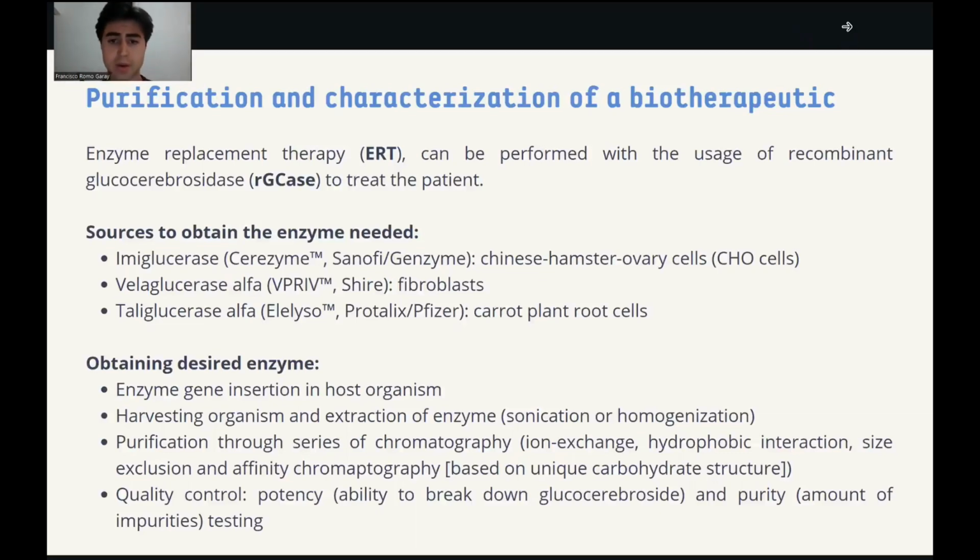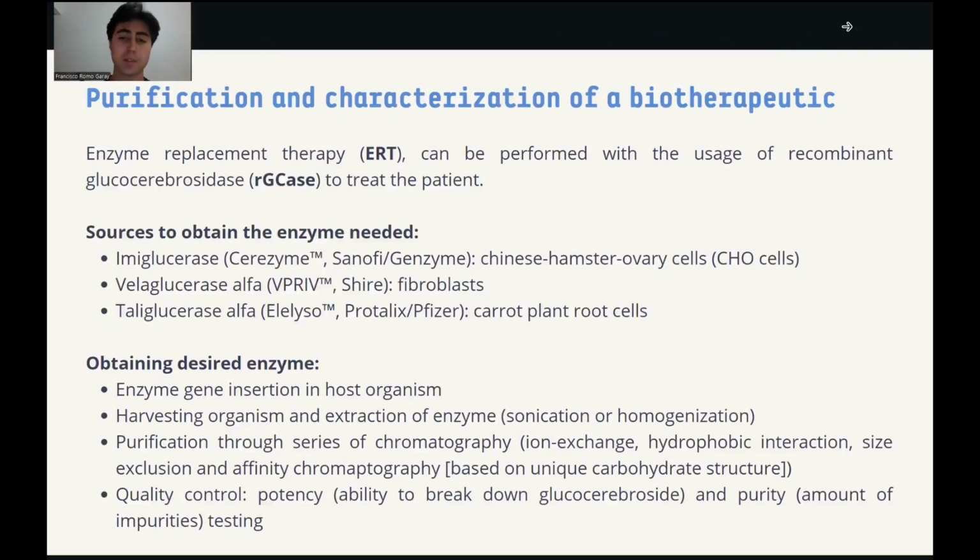Obtaining the desired enzyme can take a series of complicated steps. Gene insertion in the host organism, harvesting the organism, and extraction of the enzyme through sonication or homogenization, purification through a series of chromatography, and finally a quality control based on potency and purity.